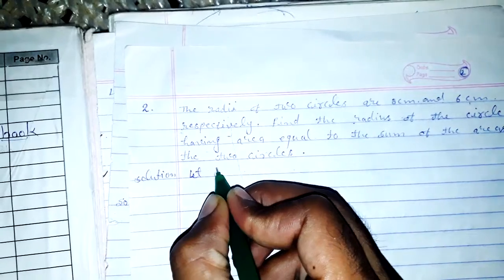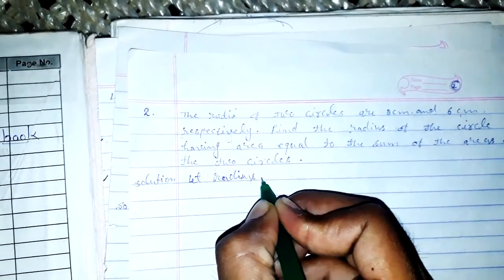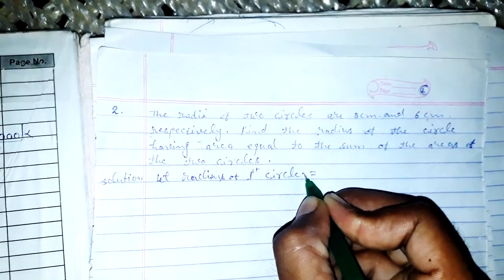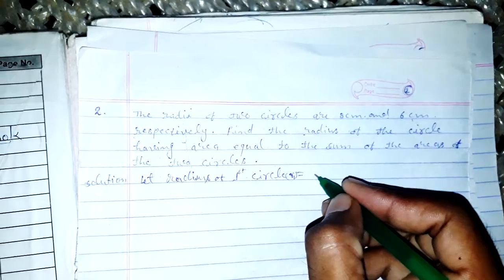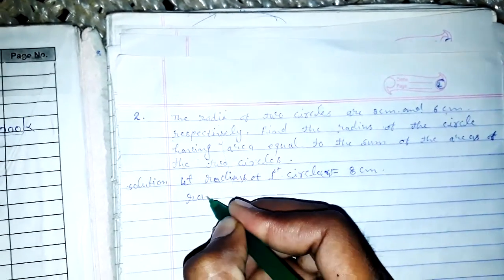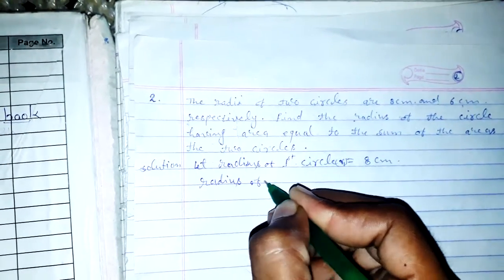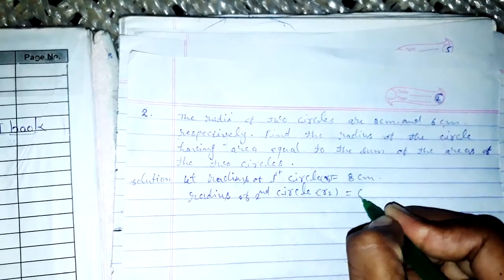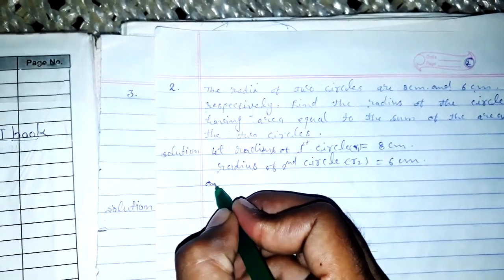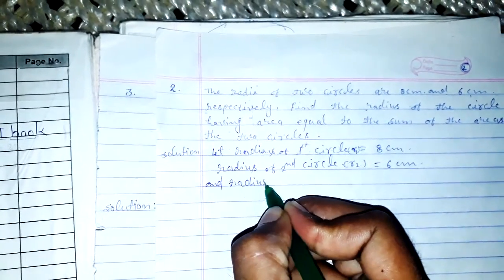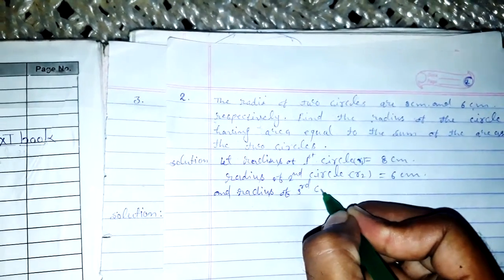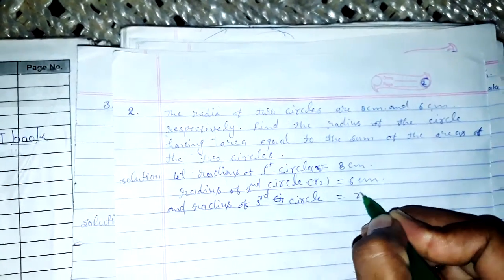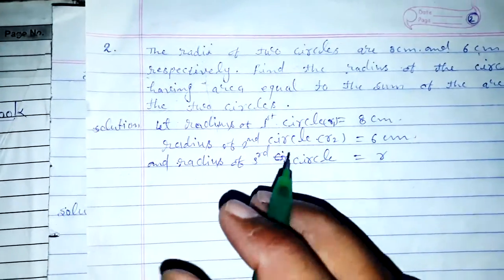Let the radius of the first circle, r1, be equal to 8 centimeter, and the radius of the second circle, r2, be 6 centimeter, and the radius of the third circle is r. So first we will find the areas of the first circle and the second circle.